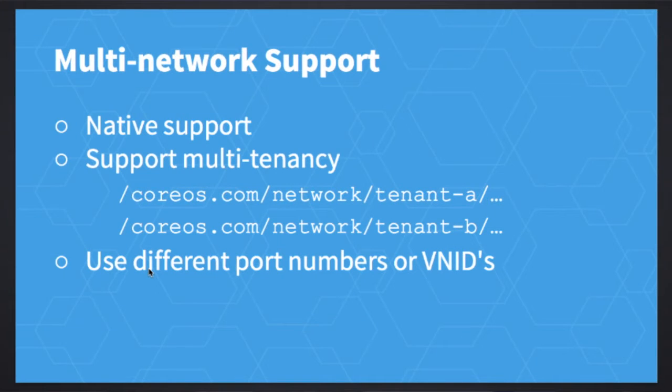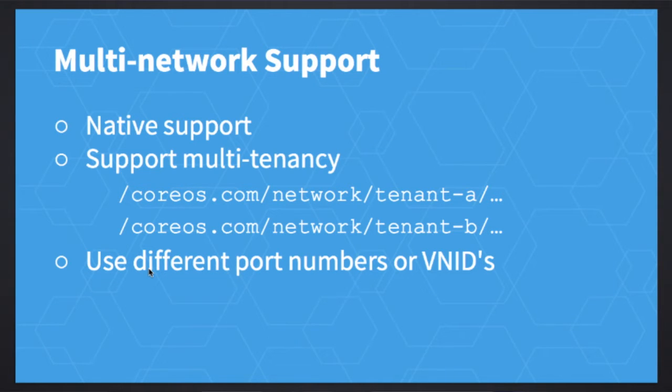However, we've received multiple requests to make this more user-friendly, so we want to make it a first-class citizen within Flannel, and it's basically going to be the same thing, except you're only going to need to run one Flannel daemon. So we're still going to namespace the different tenants of different networks using etcd directories, and then on the back end we have to use something like different ports or VNIDs, depending on the back end, to segregate the traffic.